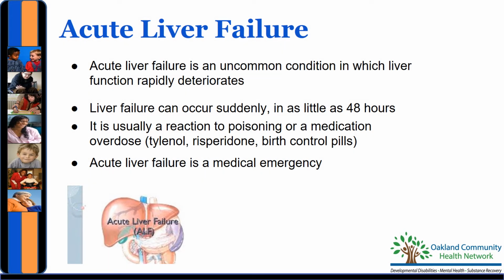Acute liver failure is an uncommon condition in which liver function rapidly deteriorates. Liver failure can occur suddenly in as little as 48 hours. It is usually a reaction to poisoning or a medication overdose such as Tylenol, risperidone, or birth control pills. Our liver breaks down medication, and this is why this can happen quickly. Acute liver failure is a medical emergency.